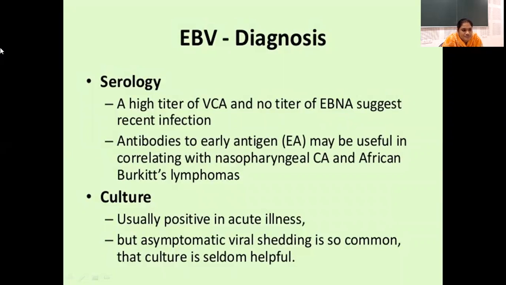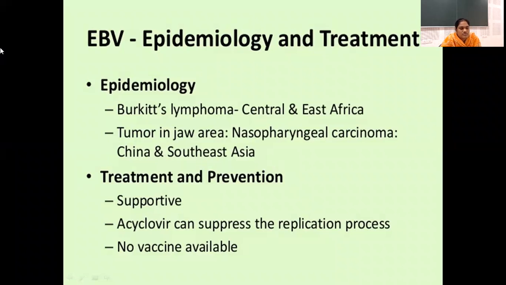So culture: high titers of antibodies to viral capsid antigen and low titers of Epstein-Barr nuclear antigen suggest that a recent infection is present. Cultures are usually positive in acute illness, but asymptomatic viral shedding is so common. Then the treatment is supportive. Acyclovir is used for the suppression of the replication process. No vaccine is available.